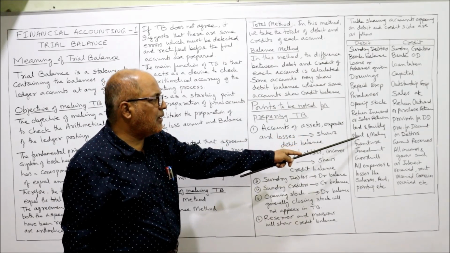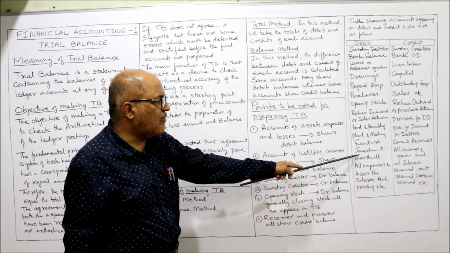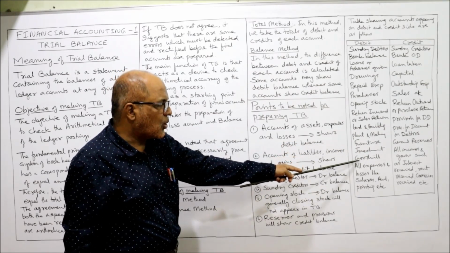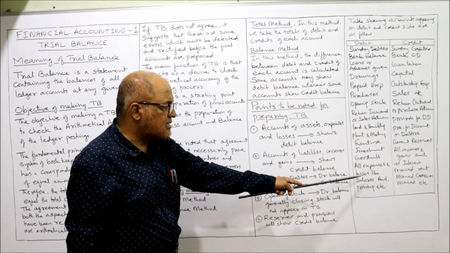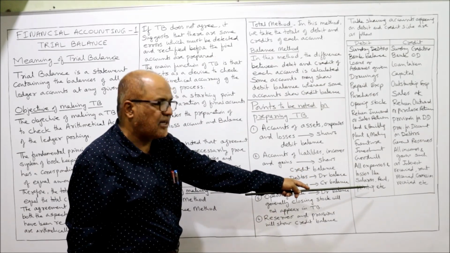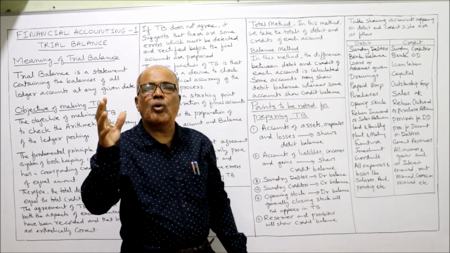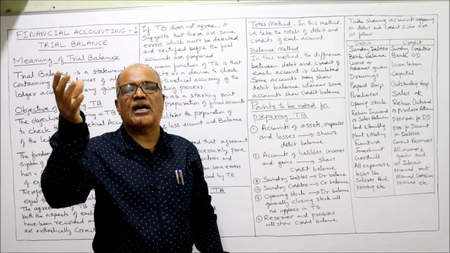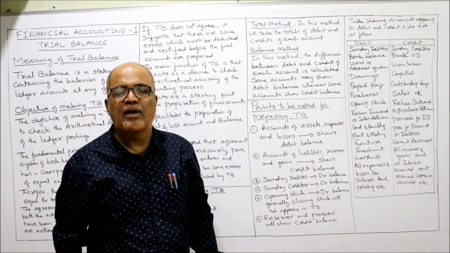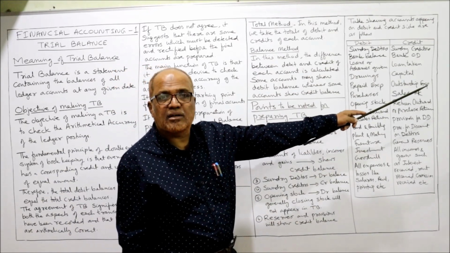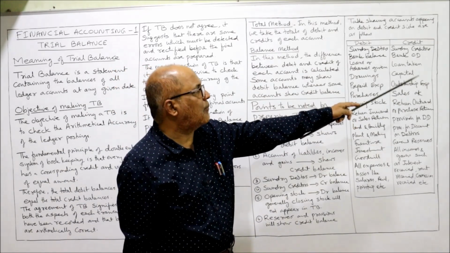Then land and building, plant and machinery, furniture, investment. All these are assets. Goodwill. Then all expenses and losses like salaries, rent, printing, stationery, etc. By listening to this lecture, you will be able to remember that these are the items that will be taken in the debit column. Now what are the items that will show credit balance? That should be taken in the credit column.